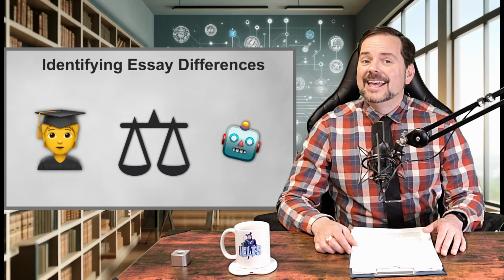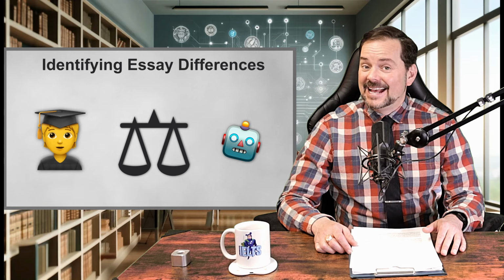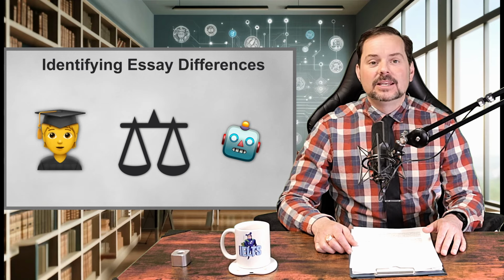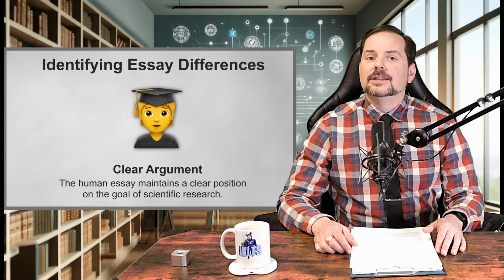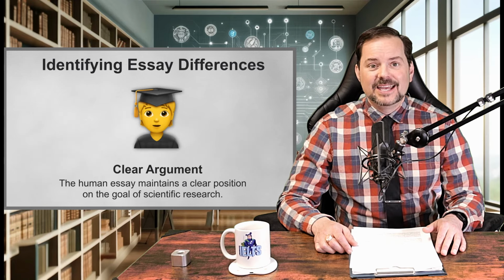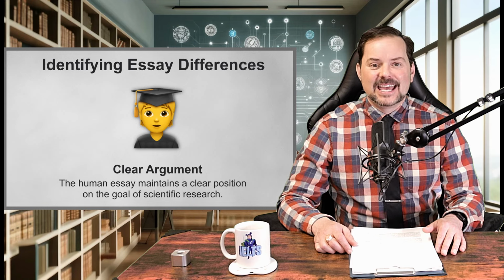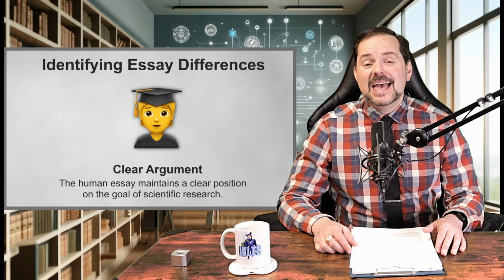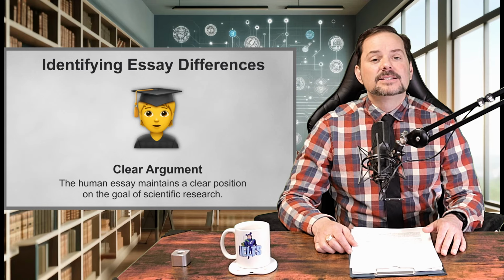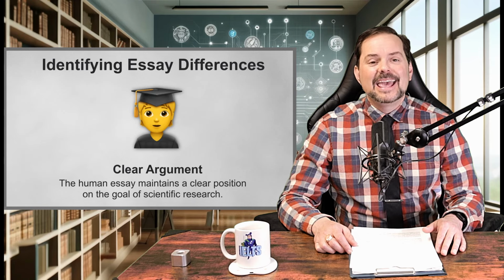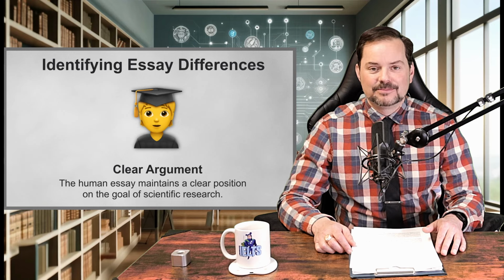Now, have you been able to identify any other differences between the first and second essay? There are some important ones. Did you notice that the first essay takes a clear position? In that essay, I emphasized both in the introduction, throughout the essay, and in the conclusion that scientific research should be aimed at bettering human lives, first and foremost.